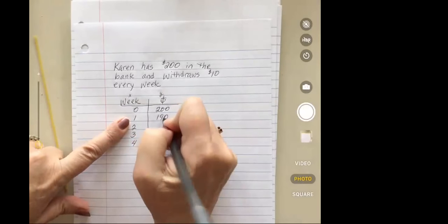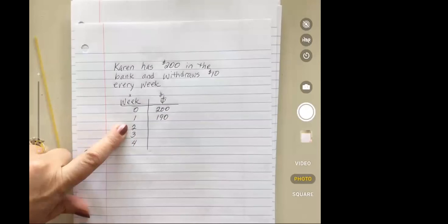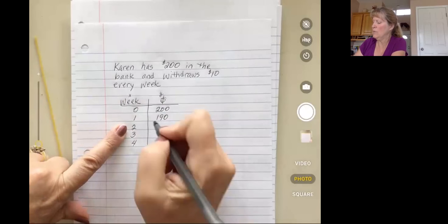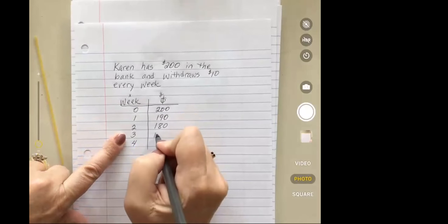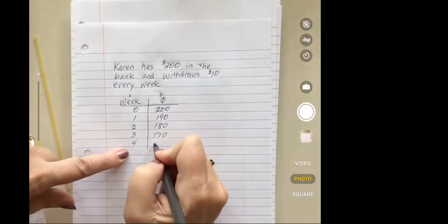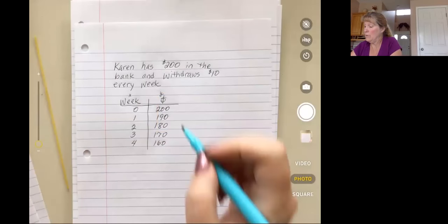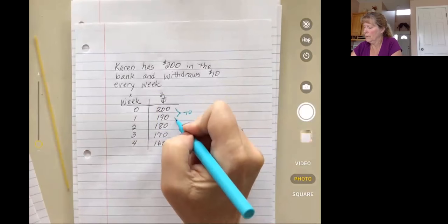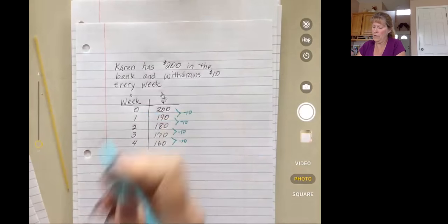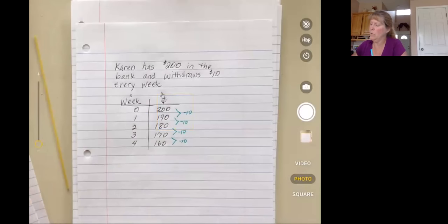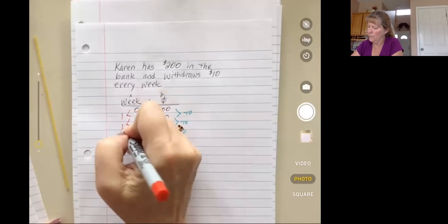Goes down by 10, right? After 2 weeks, 180. It's a pretty easy pattern, isn't it? After 3 weeks, 170. After 4 weeks, 160. So when I look at this, it's clearly going down 10 every time. That's what the word problem said. And over here on this side, it's counting by ones. That makes it easy to see what the slope's going to be.